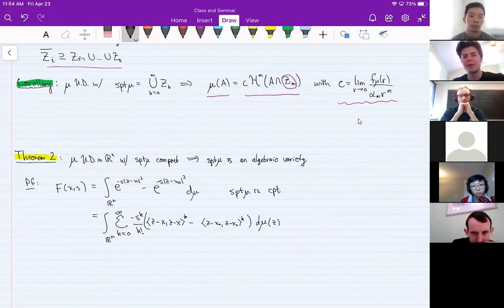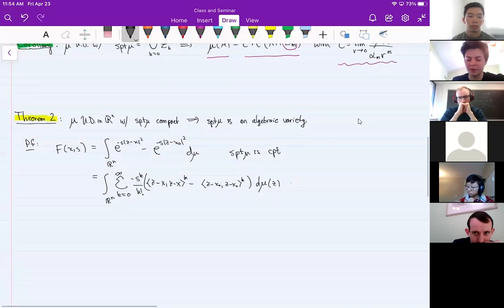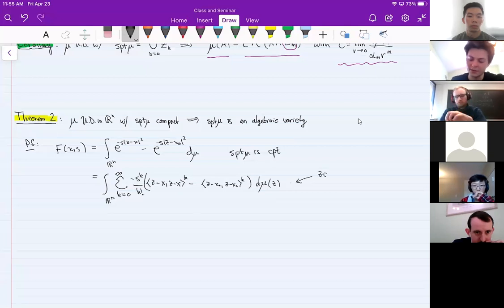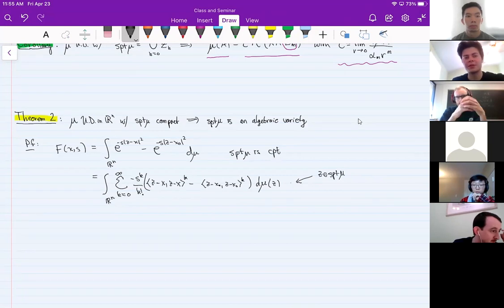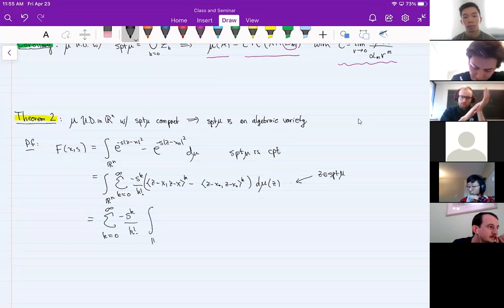And then the fact here that the support of mu is compact implies that these Taylor series converge uniformly for z, since I'm only considering z in the support of mu. So for these functions that I'm integrating here, the Taylor series converge uniformly to them. So I can interchange these limits. I can write this integral over R^n.